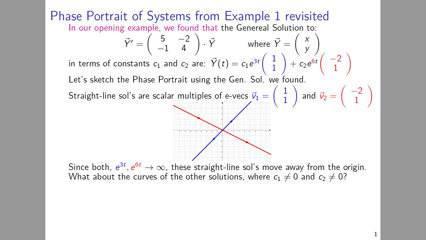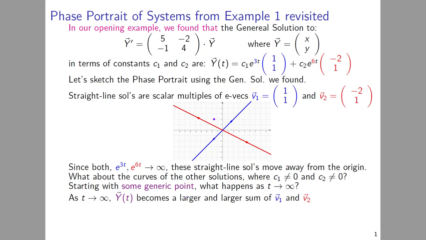But what about curves of other solutions where c1 and c2 are not 0? Starting with some generic point, what happens as t goes to infinity? Well, as t goes to infinity, our function y of t, which is a linear combination of v1 and v2, becomes a larger and larger sum of v1 and v2, because the scalar multiple for each is going off to infinity.